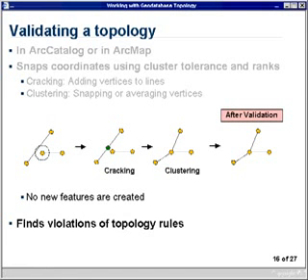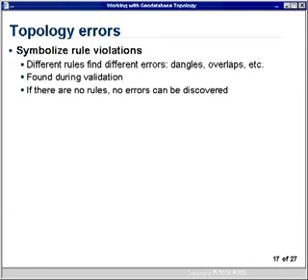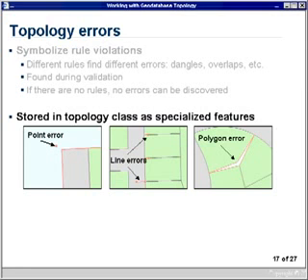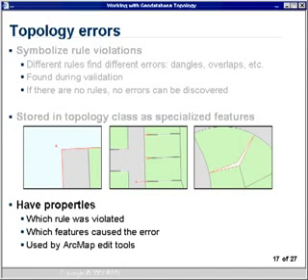So another thing that happens during the validation is the topology rules are checked, or the topology rules are applied, and they discover errors. And those errors, of course, are symbolized rule violations, and those are physically stored in the geodatabase or in the topology class. Different rules find different errors, and they're found during validation, and if you do not set any rules, no errors will be discovered. So they're stored in the topology class as specialized features. One example might be a point error, you have some line errors, or a polygon error.